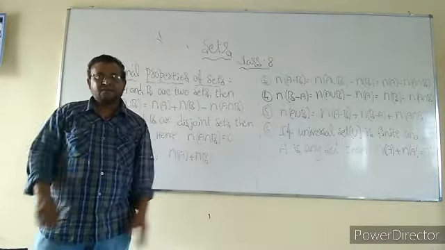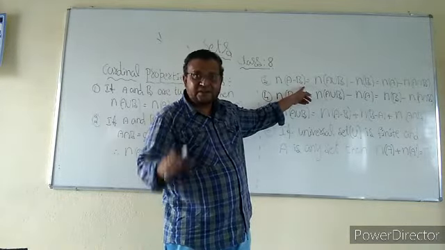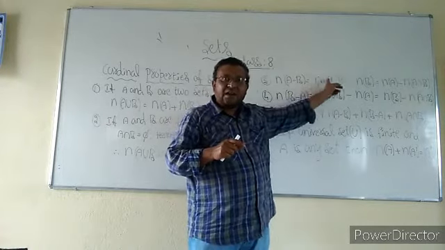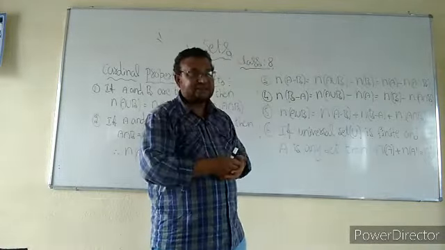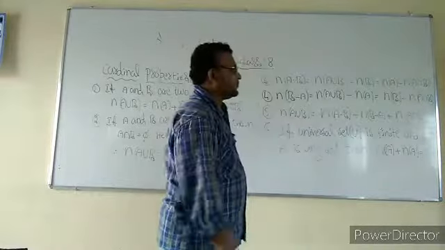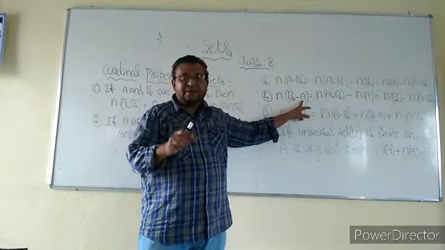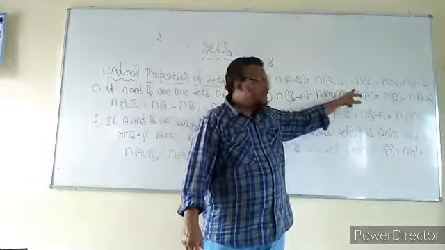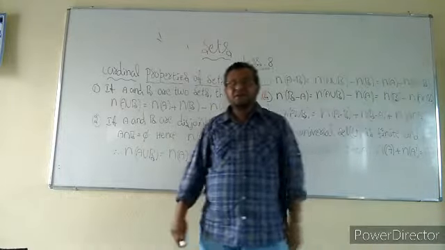And the next, third one, n of A minus B, that means the number of elements in A minus B, is equal to n of A union B minus n of B, as well as it is equal to n of A minus n of A intersection B. Next, the fourth one, n of B minus A, that means the number of elements in B minus A, is equal to n of A union B minus n of A, as well as it is equal to n of B minus n of A intersection B.